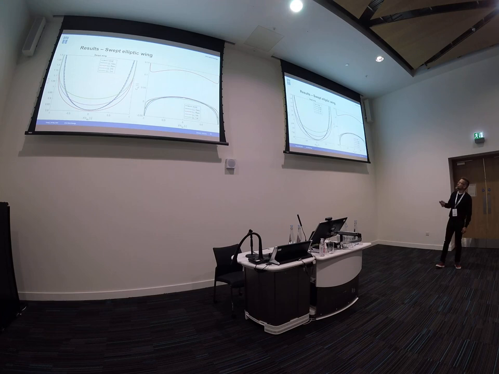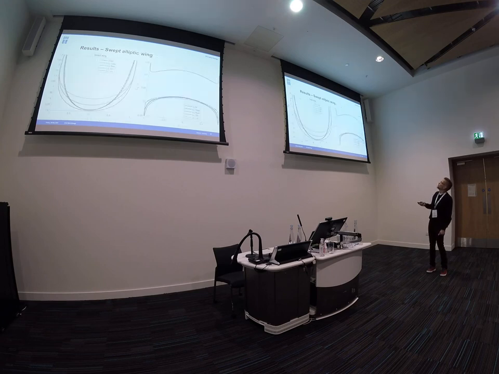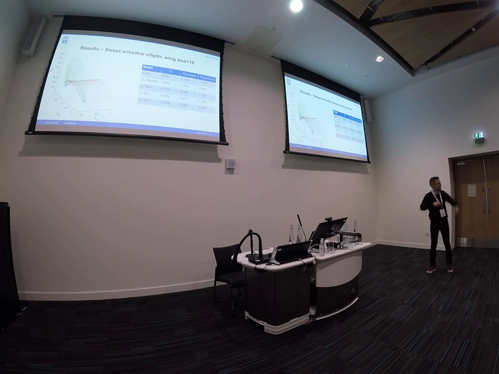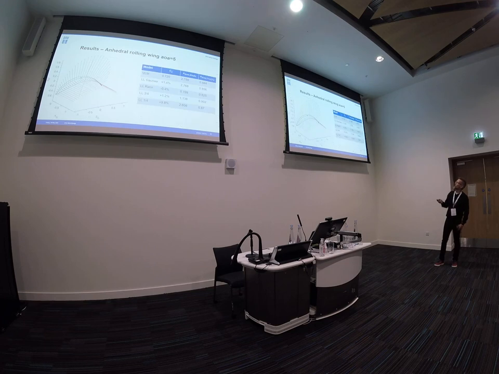Again, the new method, blue and black, close. What is that? Swept and bent. Again, good. Now you take the anhedral wing and make a maneuver.